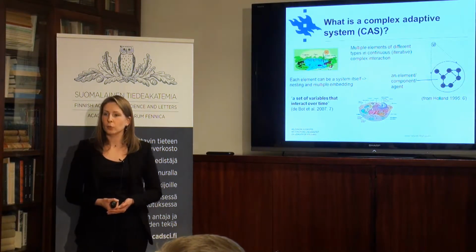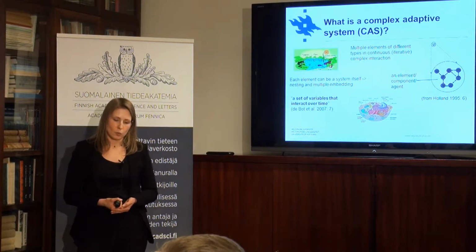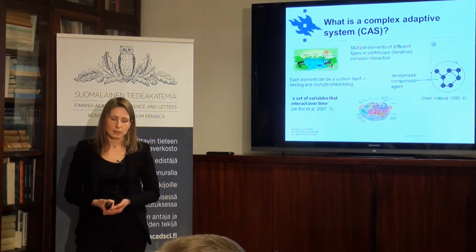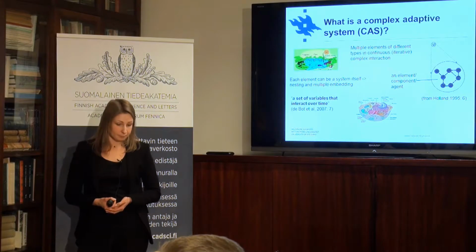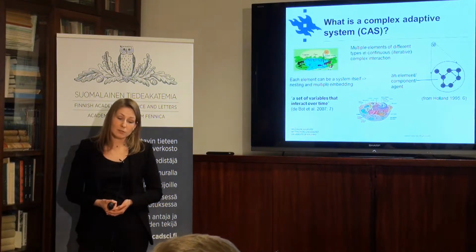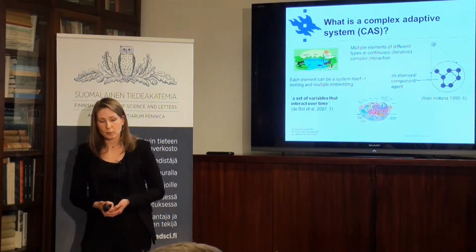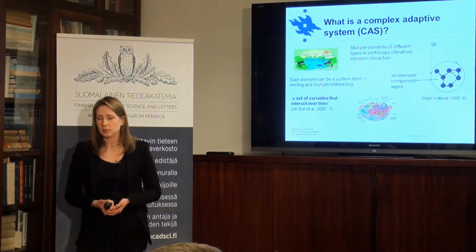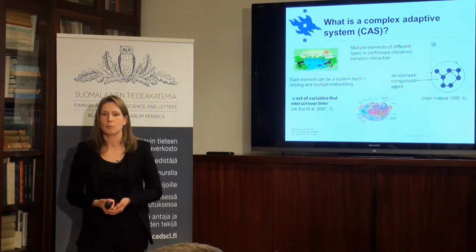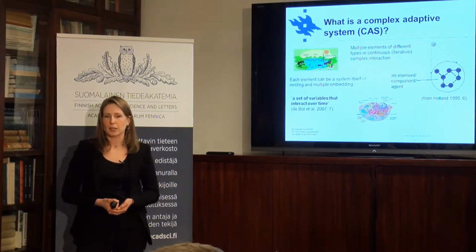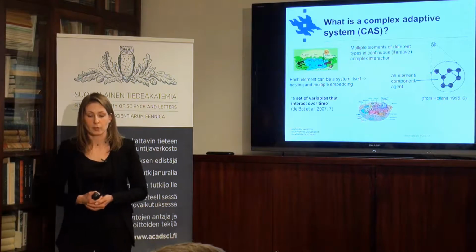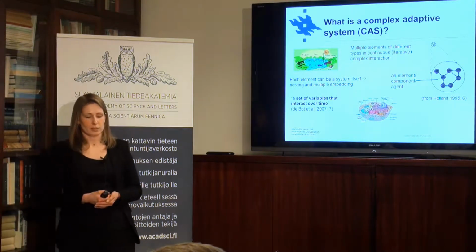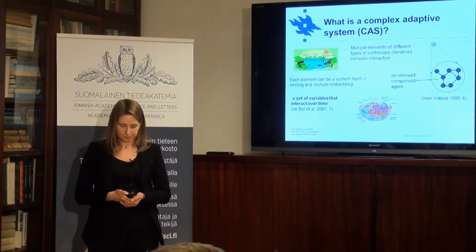Another interesting way of defining a complex adaptive system would be as a set of variables that interact over time, as Kees de Bot and colleagues have done. This way of defining a complex adaptive system means an even greater number of possible applications or modelings. So many other situations or interactions can be modeled as complex adaptive systems in this view.